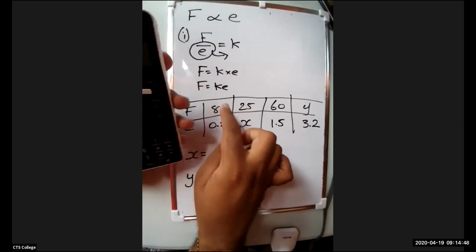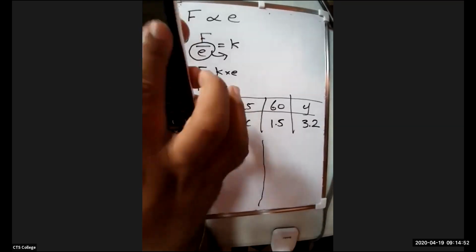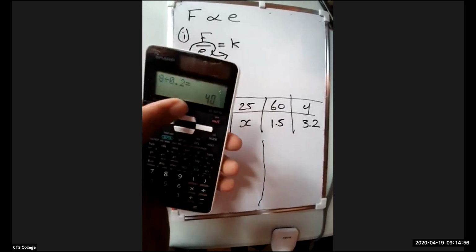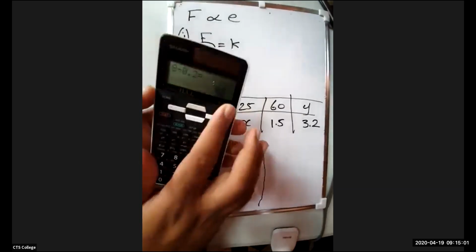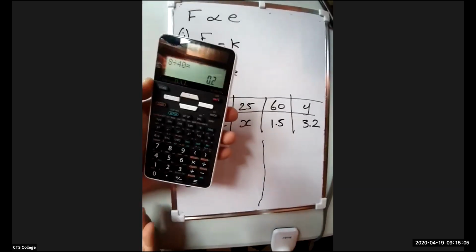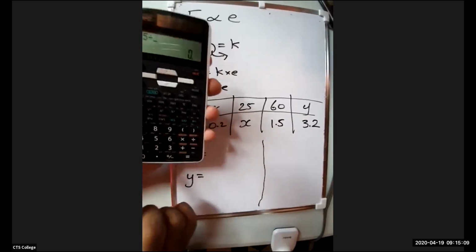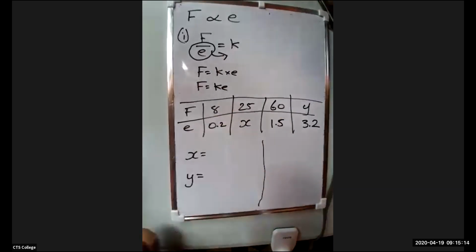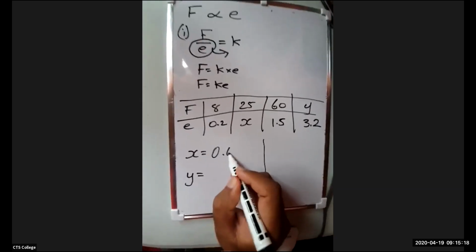Again, if we divide 8 by 40, we will get 0.2. Now remember, 8 divided by 0.2 would give us our constant of 40, right? But if we want to find what is in the bottom here, we just say 8 divided by 40 and we get 0.2. Similarly, all we have to do is say 25 divided by 40 and we will get 0.625. So our answer for X is 0.625.